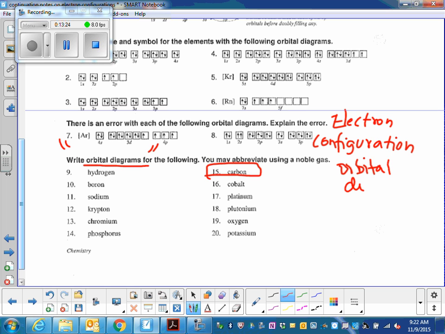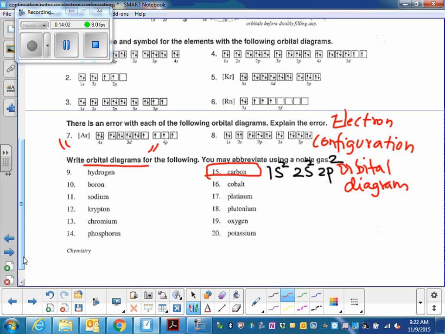What is the difference? Electron configuration is when I write 1s2, 2s2, 2p2. So, I need to draw the orbital diagram for carbon. What do I need first? I need my electron configuration. I know carbon's electron configuration is 1s2, 2s2, 2p2. Is that right? Once I know the electron configuration, now I am very comfortable drawing the orbital diagram.